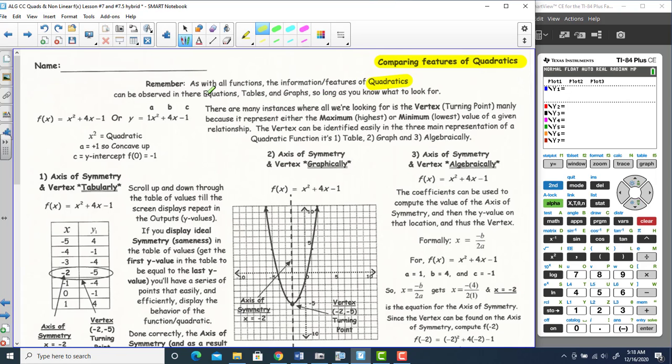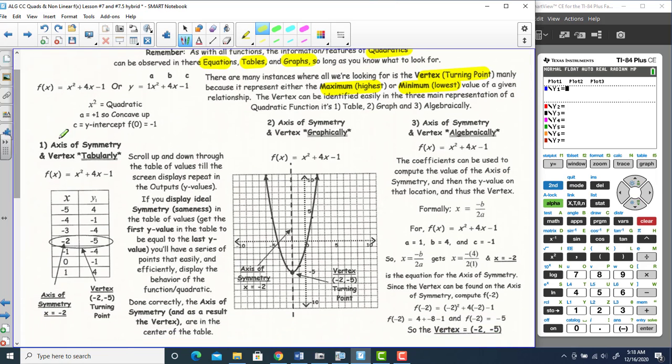Quadratics, ladies and gentlemen, can be observed through their equations, their tables, and/or their graphs, and we want to be able to see the same features in each of those presentations. That way we can have more powerful methods of investigation, depending upon what it is we're looking for in a real-life scenario. There are many instances where we're looking for the vertex or the turning point. It usually represents the maximum, the highest, or the minimum, the lowest value in a relationship, depending upon whether or not the quadratic is going up or down, and that'll be one of the features that we focus on.